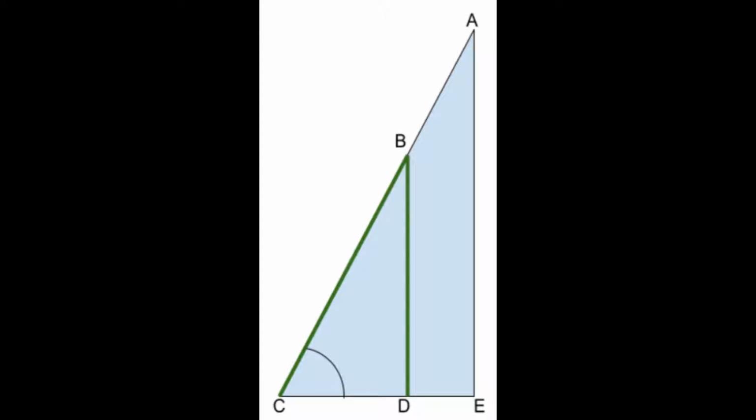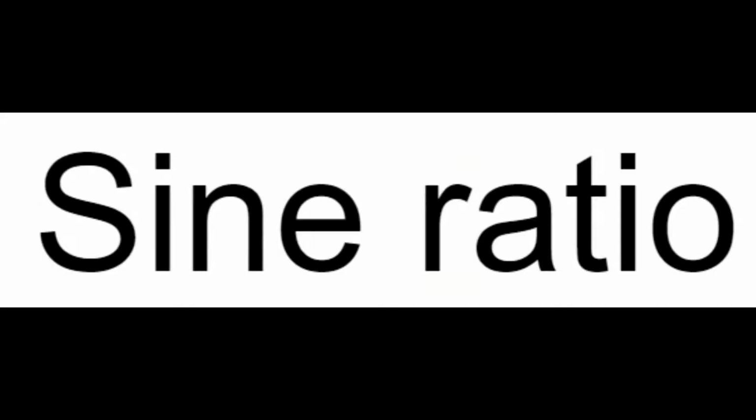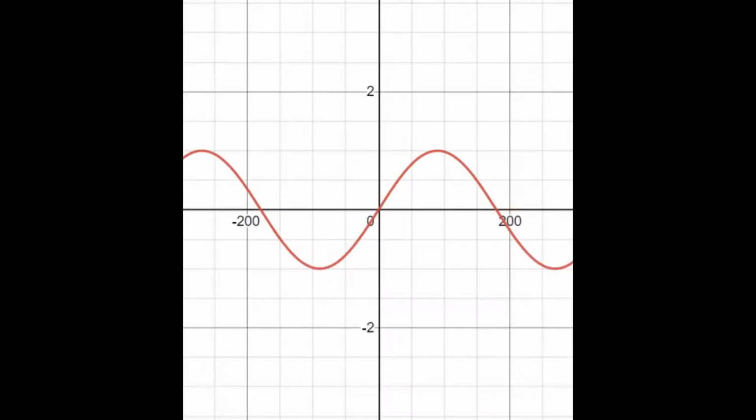The first ratio is the ratio between the opposite side and the hypotenuse. Because these two triangles are similar, BD over BC equals AE over AC. This ratio is called the sine ratio. The sine of an angle is equal to the opposite side over the hypotenuse. The graph of the sine function looks like this.